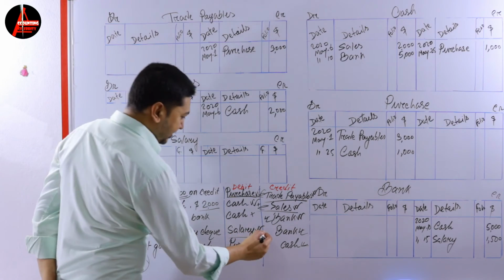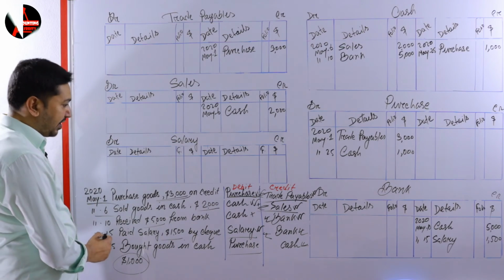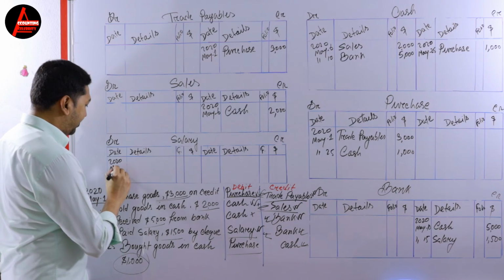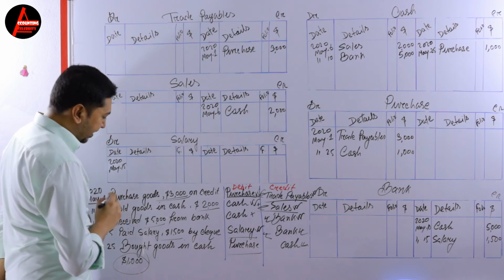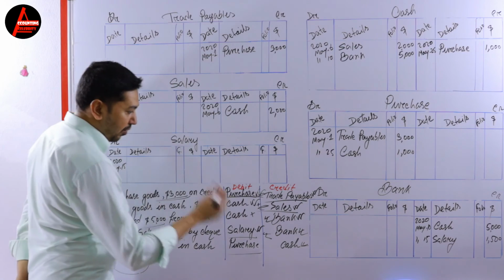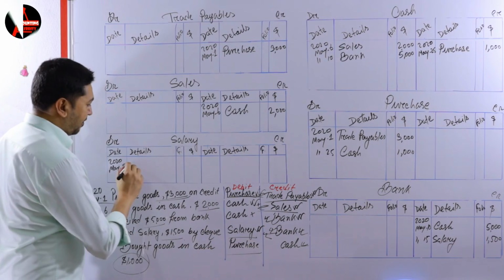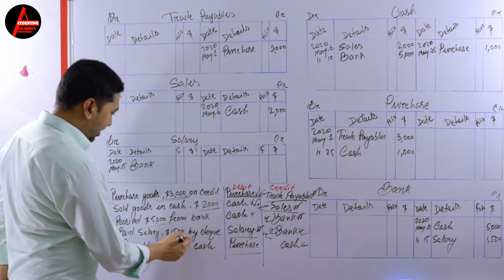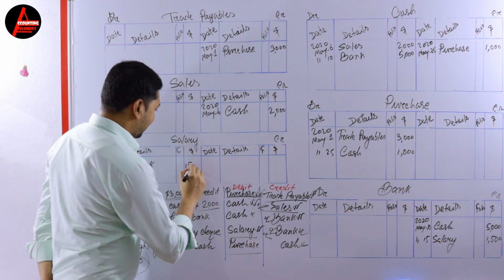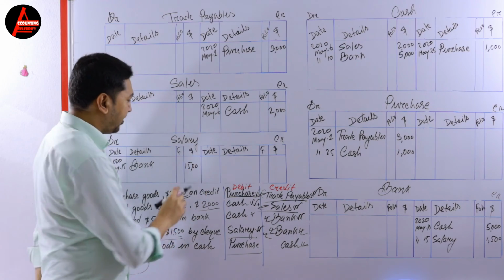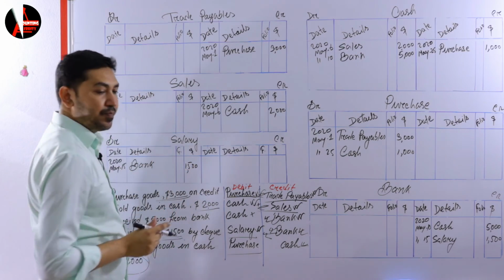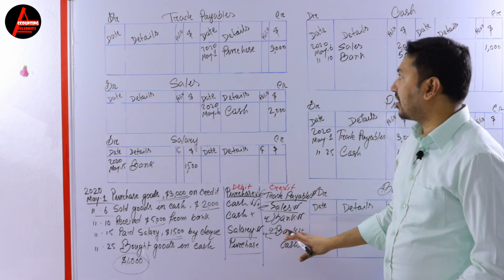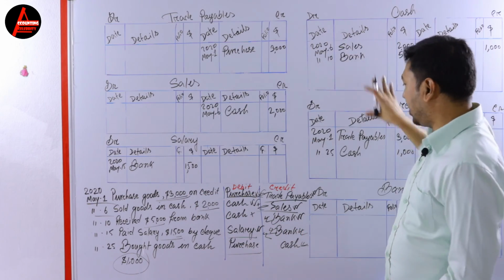Then what is the next one? Salary. What is salary? Salary is here on May 15 on the debit side. So come here, 2020 May 15. So what to write here? Salary? You cannot write salary. You have to write the opposite account. The opposite account is bank. Okay. How much is the value of your salary? It is $1,500. Write 1,500. So we entered all these 10 accounts among these 6 ledgers.